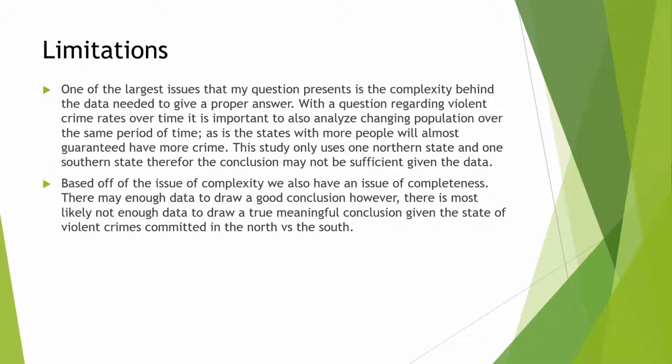The biggest limitations that arise when we're looking at this data would be complexity and completeness. Completeness in the sense that there may not be enough data to draw an adequate conclusion of the North versus the South for actual crime rates, and complexity being that we may have to analyze multiple variables to draw a good conclusion, such as analyzing changes in population over the same period of time as we're analyzing violent crime rates over time.